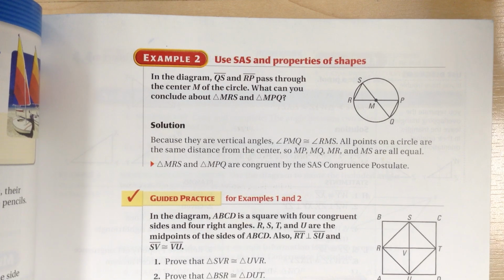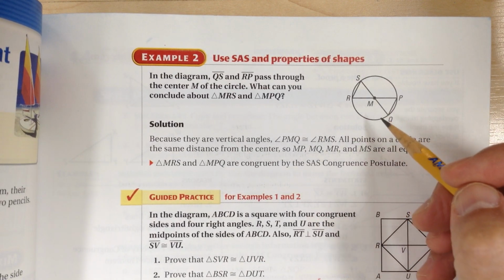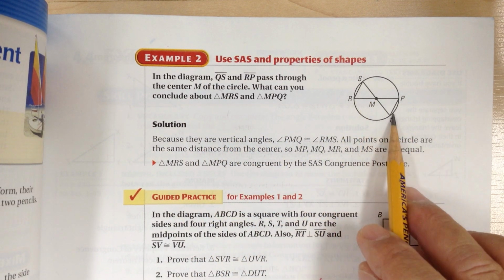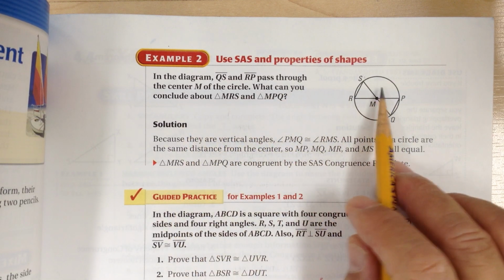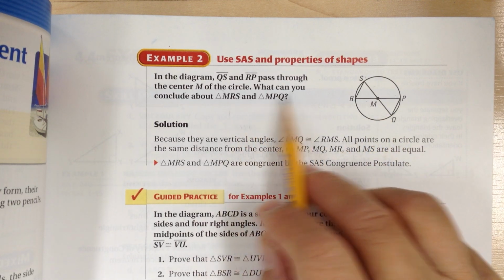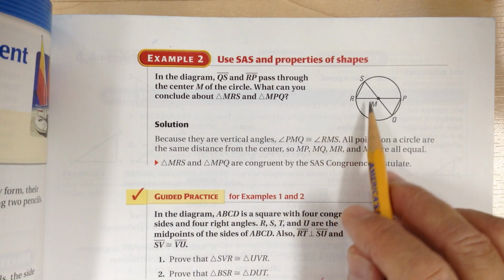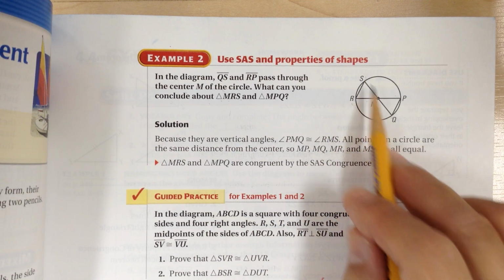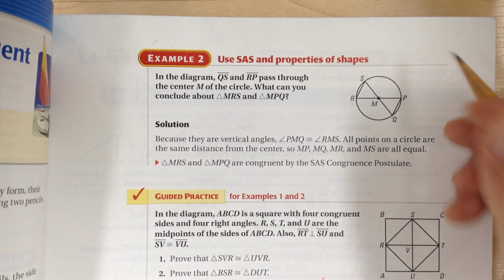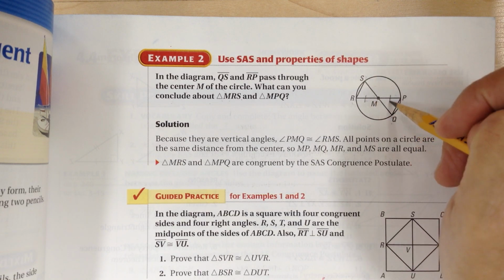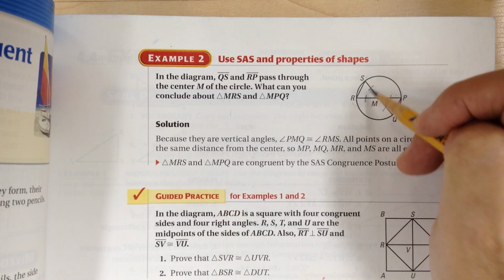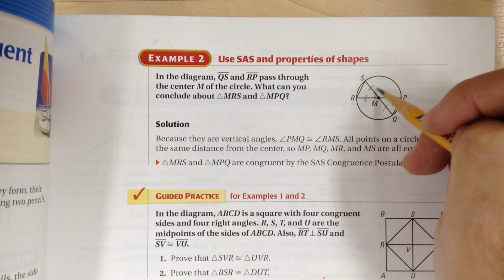Now let's go to page 241, example 2. So you have this situation. In the diagram, QS and RP pass through the center M of the circle. That means those are diameters, and each of these are radii. What can you conclude about triangle MRS and MPQ? Well, they would be congruent, because all these are radii, so this would be congruent to that, and this would be congruent to that. I use the same hash mark because they're all congruent. If they are different, you have to use a different number of hash marks.